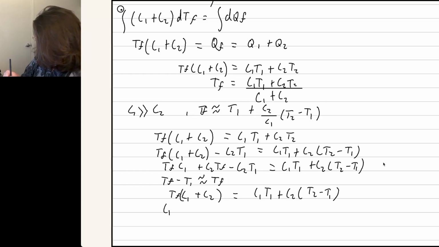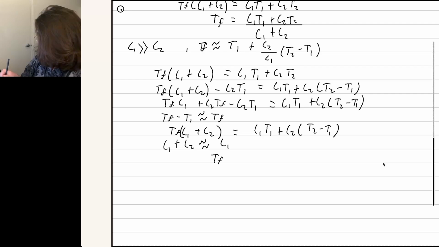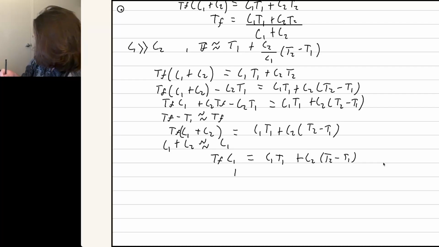Now we can say C1 plus C2 is just approximately C1, because again, C1 is much larger than C2. So we'll just say TF C1 is equal to C1 T1 plus C2 times T2 minus T1, and then divide both sides by C1. So you have T1 plus C2 over C1 times T2 minus T1.